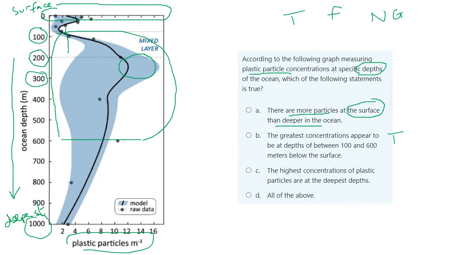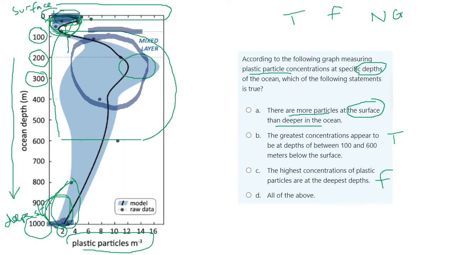C, the highest concentrations of particles are at deepest depths. Well, at the deep depths, the concentration is lower. So that one is false. Actually, C and A are pretty much the same. At the surface and at deep depth, the concentration is almost the same. The concentration gets highest around this area here, which is below 100 meters, but above 600 meters. So that's why B is the best answer.